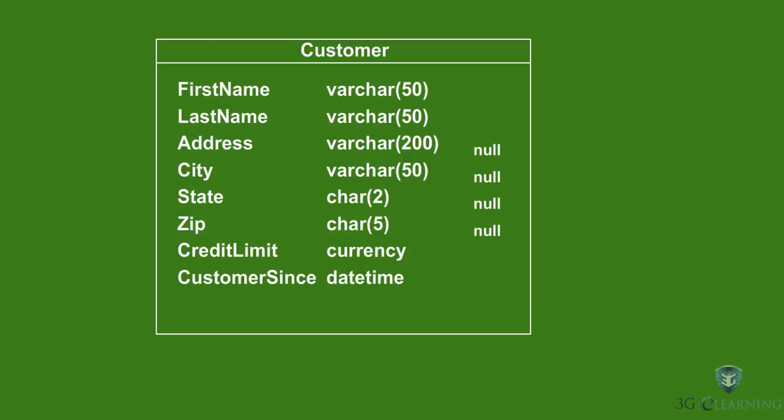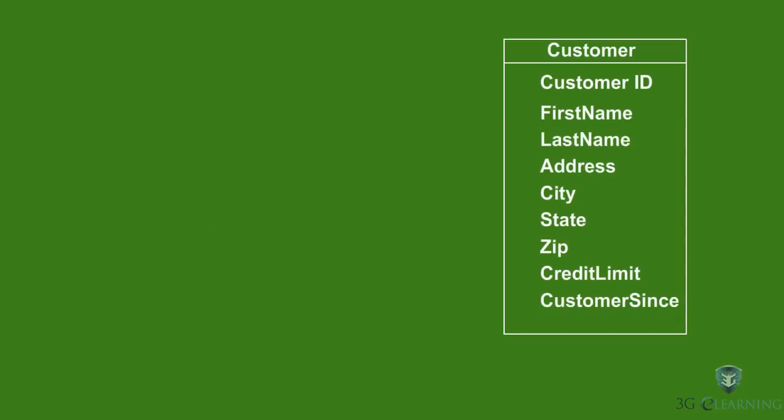Now, if the name is missing, the database will not allow that data to be saved in the database. It's basically a way of maintaining the integrity of the data in the database. Data integrity makes sure that the data that's in the database is correct and thus useful for any applications that might use it. We're going to add one last column called Customer ID.